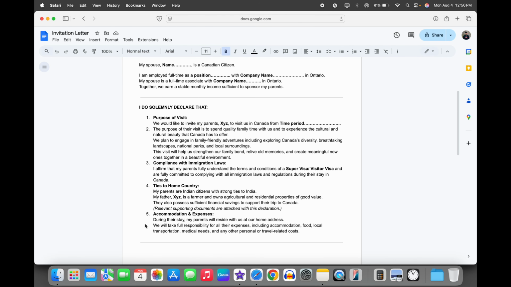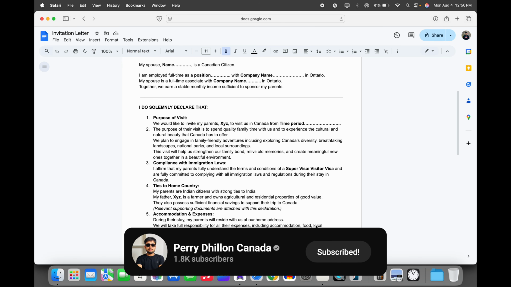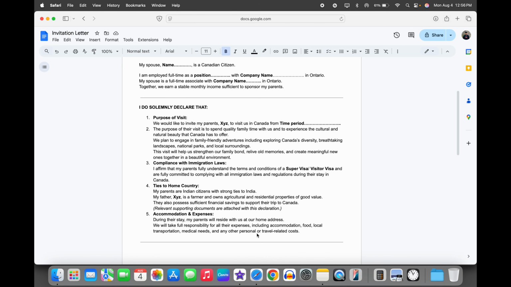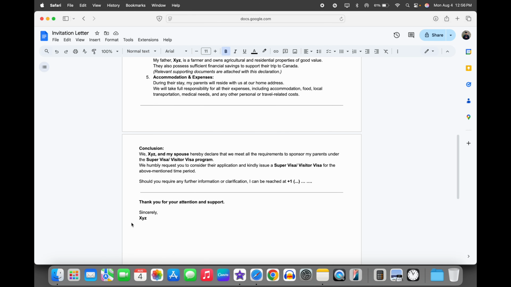Accommodation and expenses. During their stay, my parents will reside with us at our home address. We will take full responsibility for all the expenses, including accommodation, food, local transportation, medical needs, and any other personal or travel related costs. Scroll down.